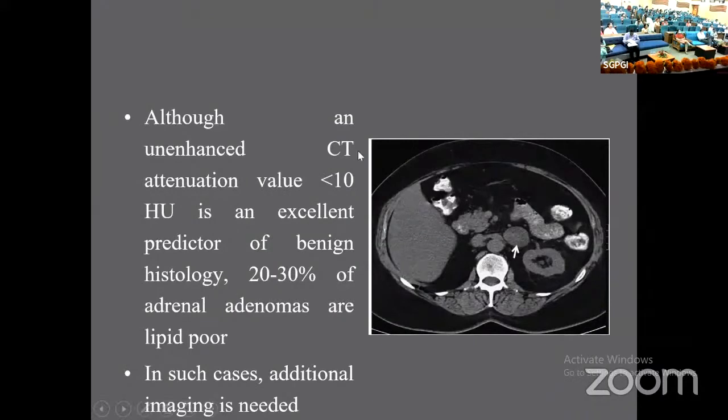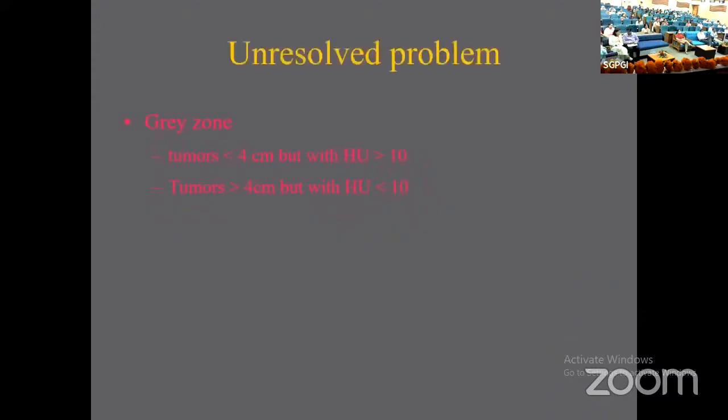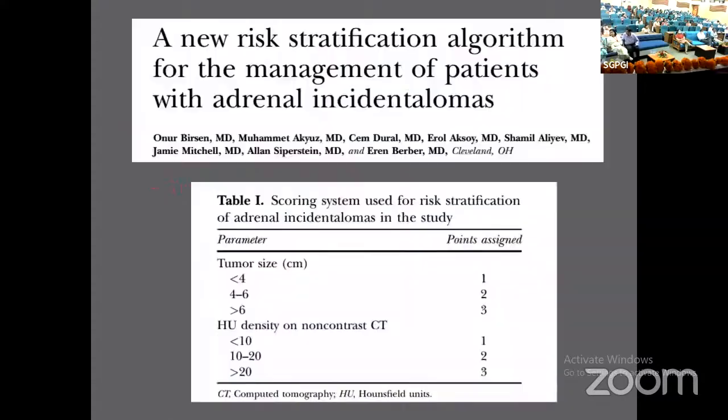So although an unenhanced CT scan attenuation value of less than 10 is an excellent predictor of benign histology, around one third of adenomas are lipid poor, so they will not show an unenhanced CT value less than 10; they will have more. Similarly, there are tumors less than 4 centimeters but with Hounsfield unit more than 10, whereas tumors more than 4 centimeters may have a Hounsfield unit of 10. So obviously, none of these criteria alone are very sensitive or specific.